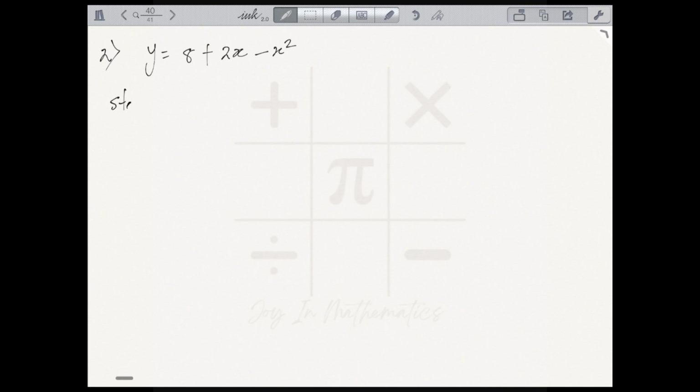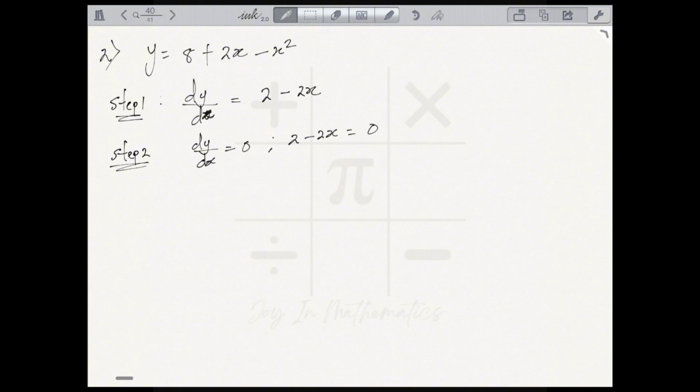Step 1. For step 1, we are asked to evaluate dy/dx. And dy/dx in this case is 2 minus 2x. In step 2, we are required to evaluate the value of x at dy/dx equal to 0. Therefore, 2 minus 2x is equal to 0. 2 is equal to 2x. Therefore, x is equal to 1.